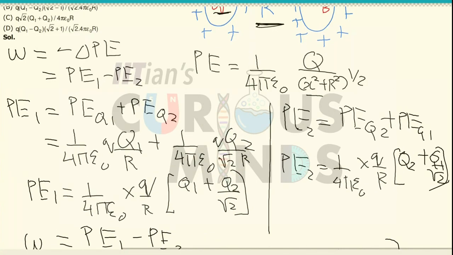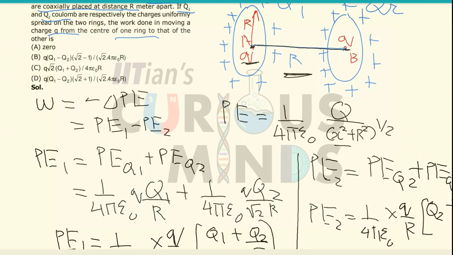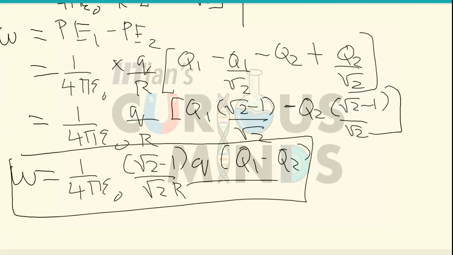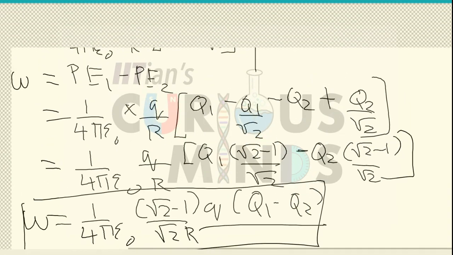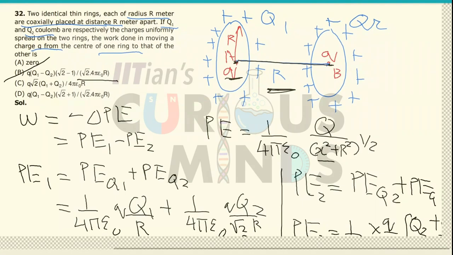Now let us check the options. Option number B gives me the answer, small q into q1 minus q2, which I have derived, times root 2 minus 1 divided by root 2 into 4 pi epsilon naught into r, which is equal to option number B.